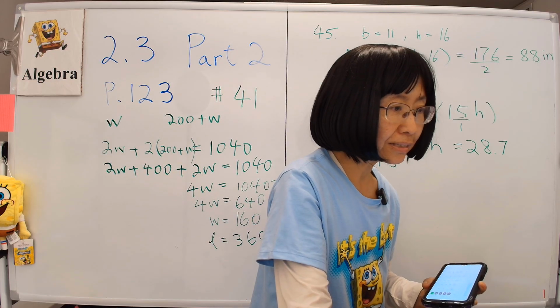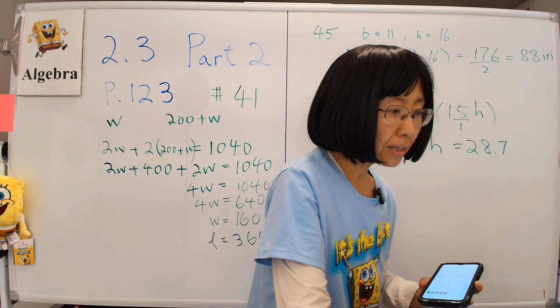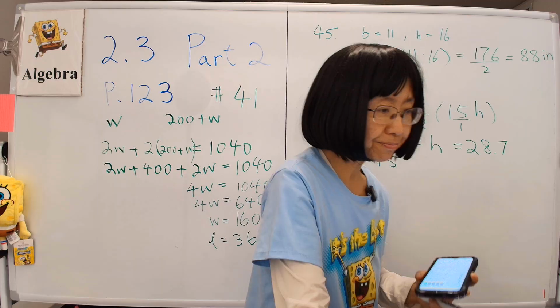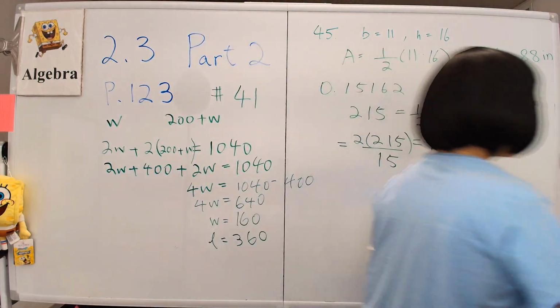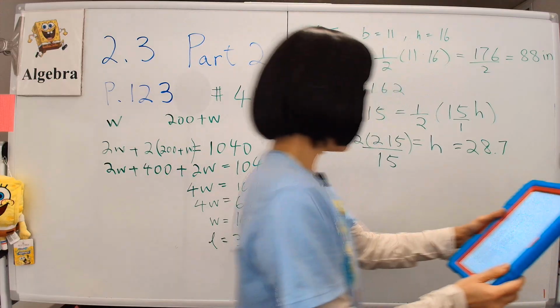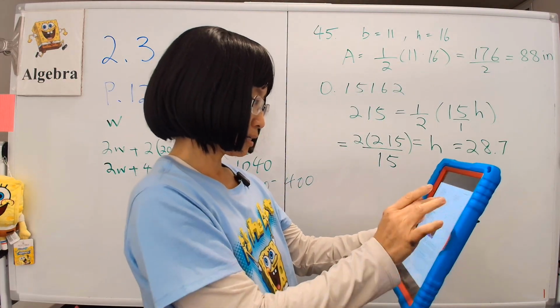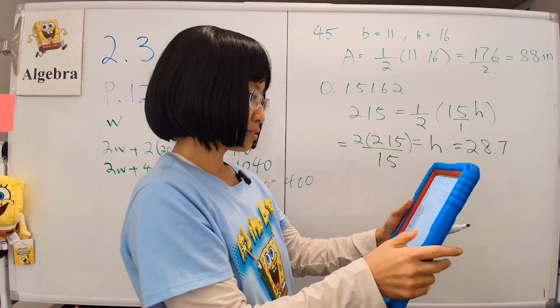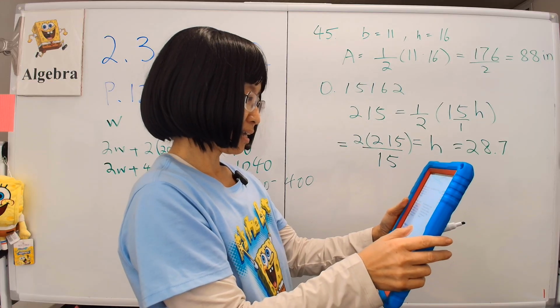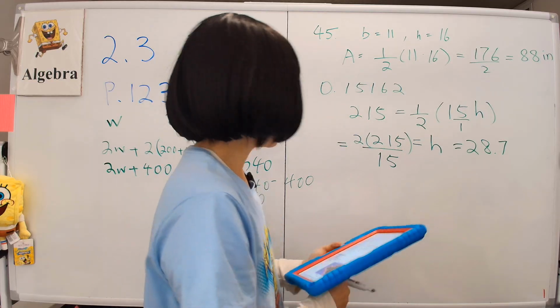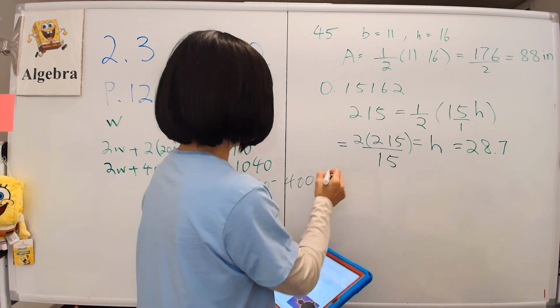All right, so next problem is problem 51. Let me put down my phone. Let's look at problem 51. Solve for r where V equals pi r squared h. Okay, that is problem 51.